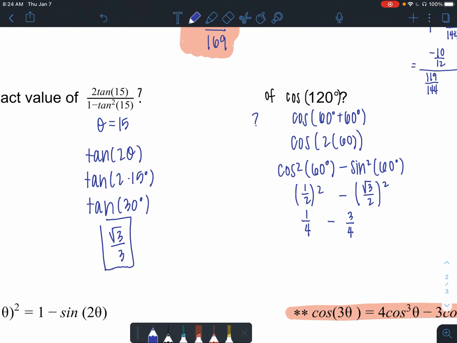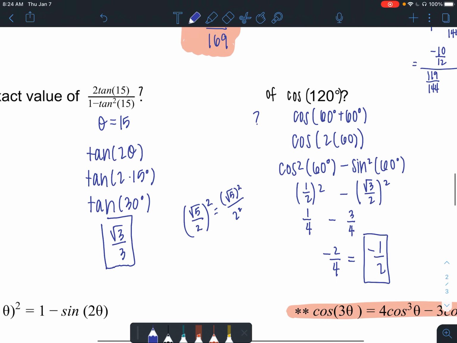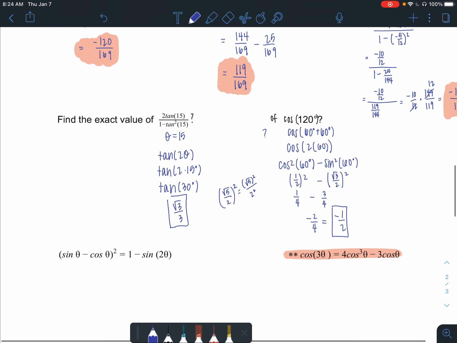I get that by squaring both the top and the bottom. Let me write that out. So if I have, let's say, radical 5 over 2 squared, that's the same thing as radical 5 squared over 2 squared. Okay, so that's how we get that. And then 1 minus 3 is negative 2 over 4, or negative 1/2. All right. One last problem here.